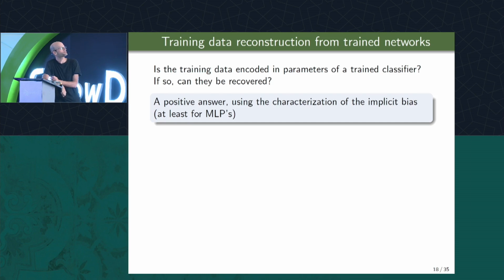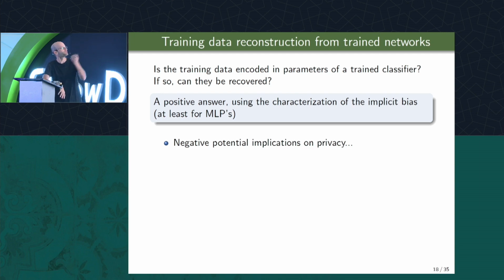And what we're able to show is that the answer is actually positive. I'll emphasize, at least for relatively simple multi-layer perceptrons, so plain vanilla fully connected neural networks. For more complicated networks, this is still less clear. It's still work in progress. And actually, I'm going to show you how this can be done using the kind of implicit bias characterizations I talked about in the previous part of the talk.